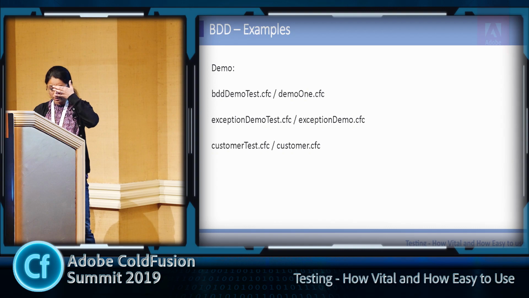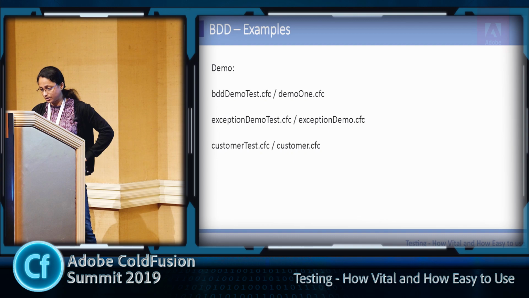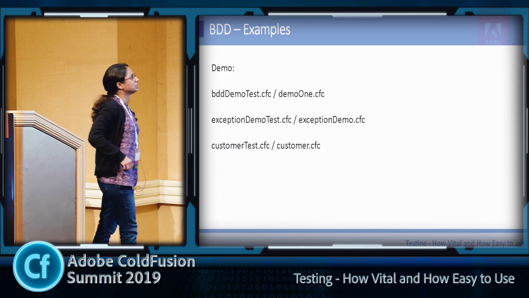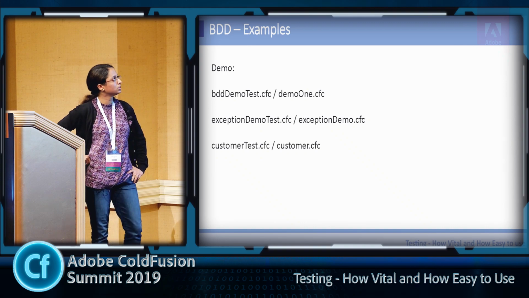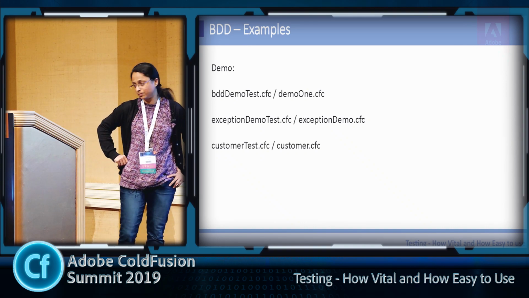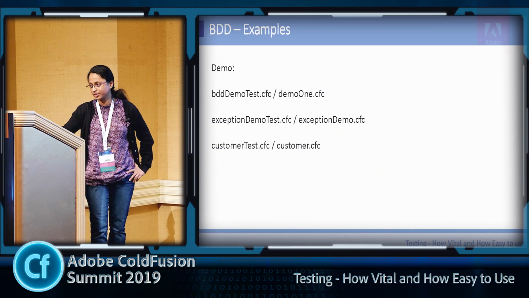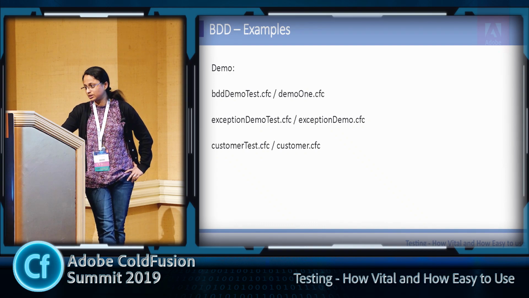Okay, now let's look into the real example. So we already saw string concatenation. Now let's look into the exception demo test. So two takeaways from this test. First, here it's just a simple function. I'm taking two numbers and dividing them. If we are dividing by 0, it will throw an exception. And then how do you test the exception using TestBox?